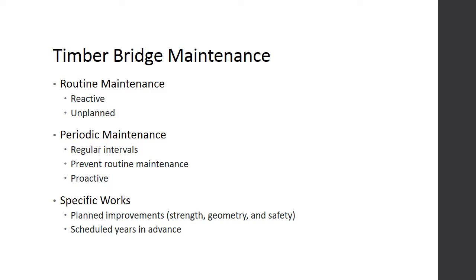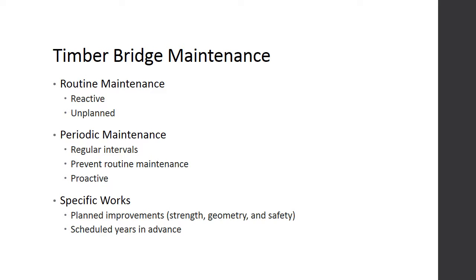Maintenance generally falls into one of three main categories: routine maintenance, periodic maintenance, or specific works. Routine maintenance primarily consists of minor reactive type works which are typically expected over the service life, often completed annually, but the precise nature and location are not known in advance. Procedures are generally planned and carried out in a short period of time following identification of need.